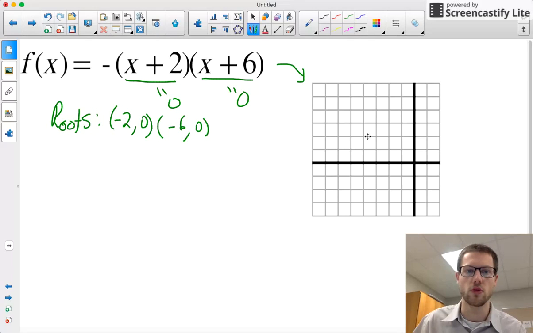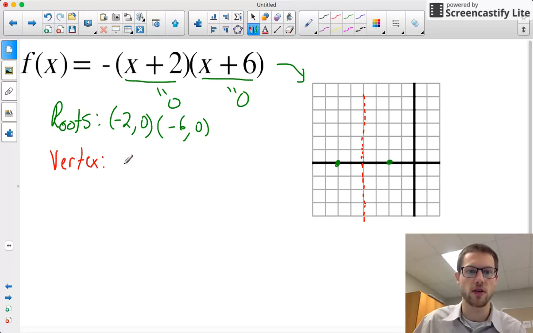So let's plot those. Negative 2, and 3, 4, 5, 6, negative 6. Next, to find the vertex of this, I'm going to have to think about what the x value is, or what the axis of symmetry is between these two roots. I can either eyeball this, it looks like it's going to be halfway in between, or I can just take the average of these two roots.